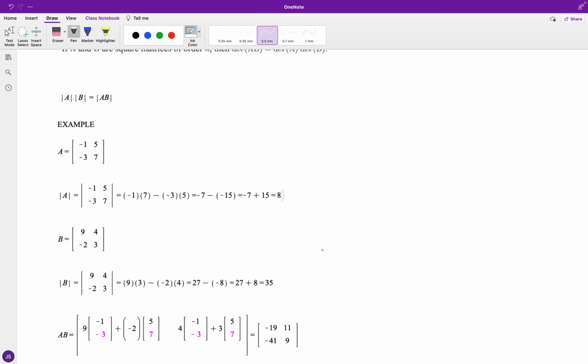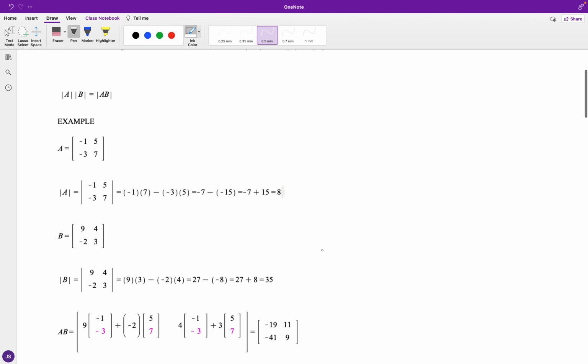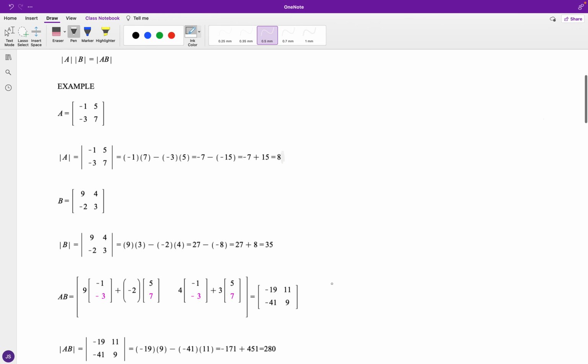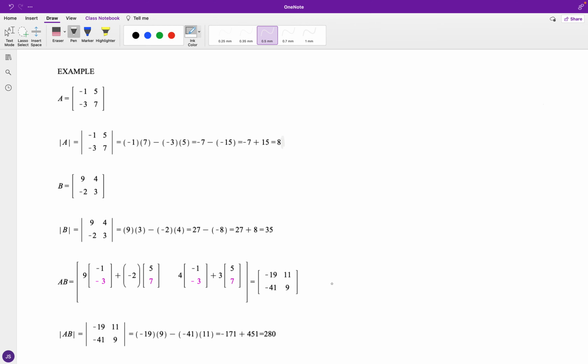Now, in the case of taking the product of A and B, multiplying A times B, we're going to have another 2 by 2 matrix where the top row consists of -19 and 11, and we have -41 and 9 at the bottom. If I take the determinant of this product, we have -19 times 9 for the first product, -41 times 11 for the next product, and for the difference between the products, we have what translates to -171 plus 451.